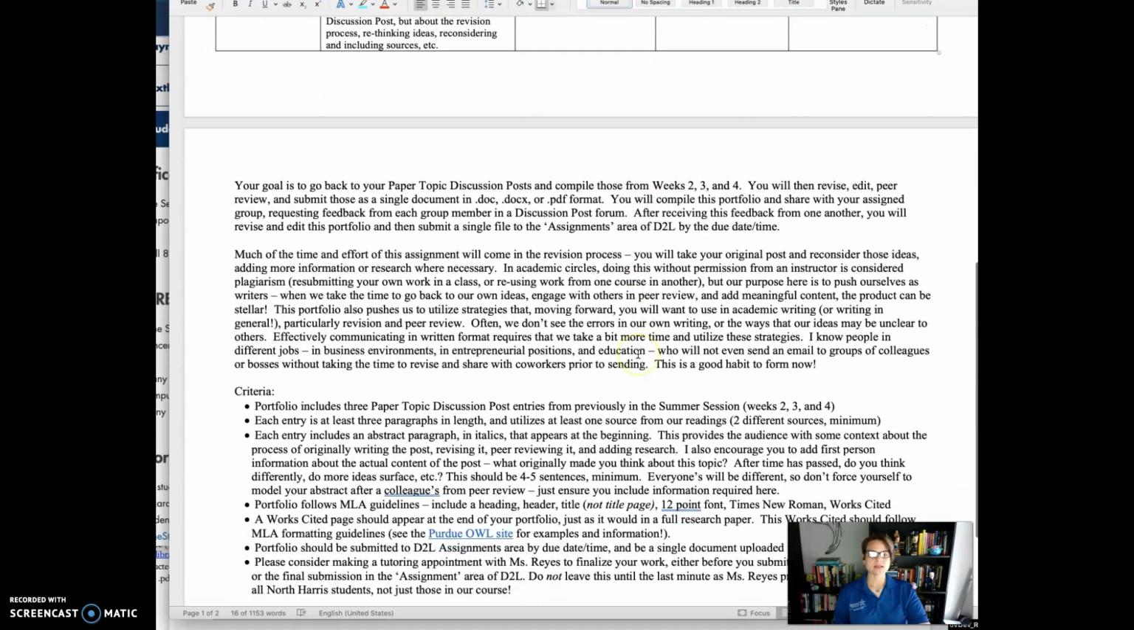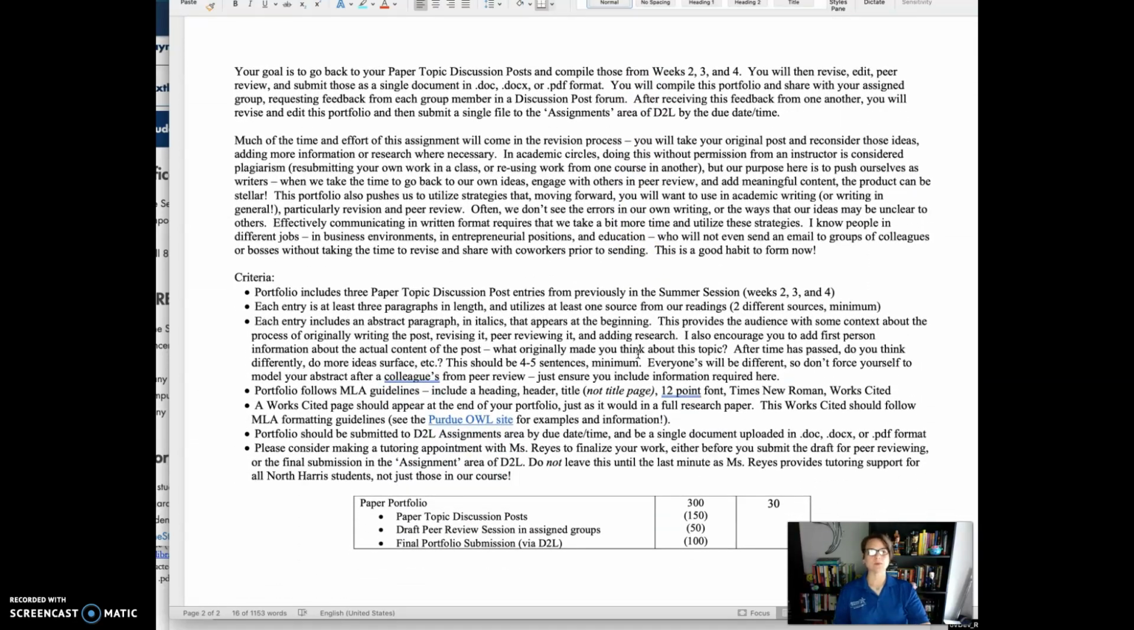And then if you scroll down to the second page, it's just giving us a little bit more background, right? So our goal for this is to go back to our paper topic discussion posts from weeks 2, 3, and 4. Once we really get into our topic, which will be food this semester, you're going to revise, edit, and then peer review those discussion posts and submit them as a single document, right? And you'll need to submit it in Word format, which is either .doc or .docx, or in PDF format.